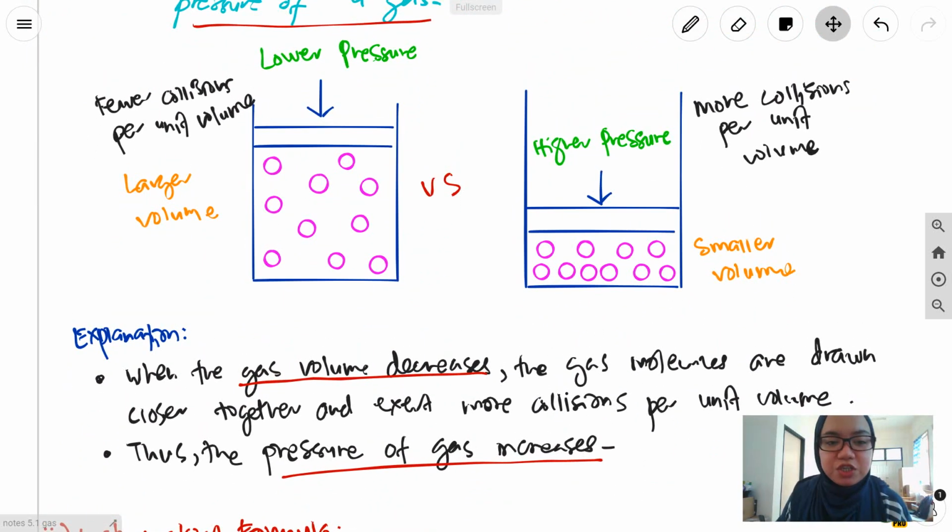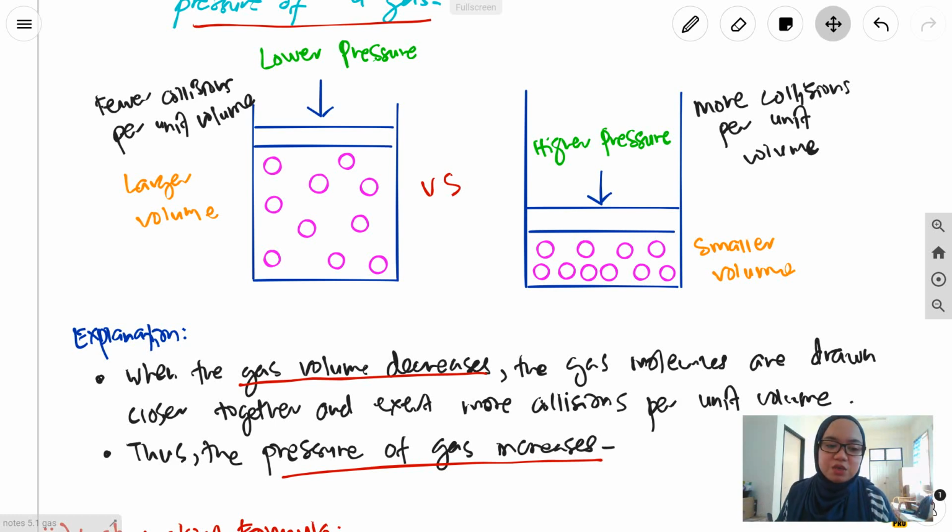Alright, look at the first picture. It has larger volume with a lower pressure. So when there is a large space inside the container and lower pressure exerted on it, there will be fewer collisions per unit volume. However, when there is a high pressure with a small volume of a container, there will be more collisions between the gas particles per unit volume.